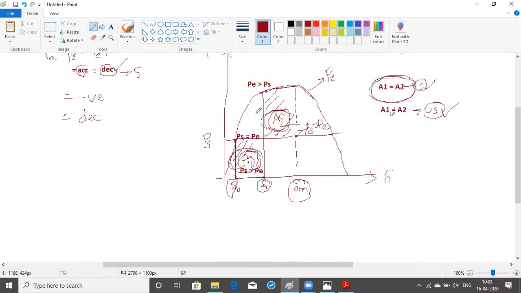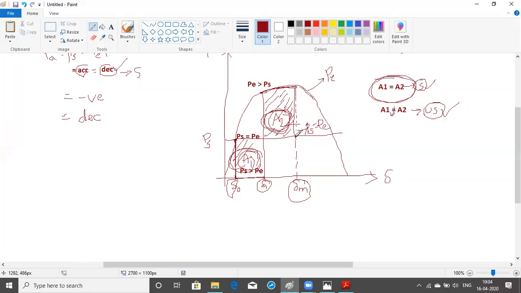That kinetic energy which is stored will be given up at this place. At this decelerating area, whatever kinetic energy is stored will be given up here. All the kinetic energy that is stored will be given here. Therefore, PE will come to this point, which is equal to PS.